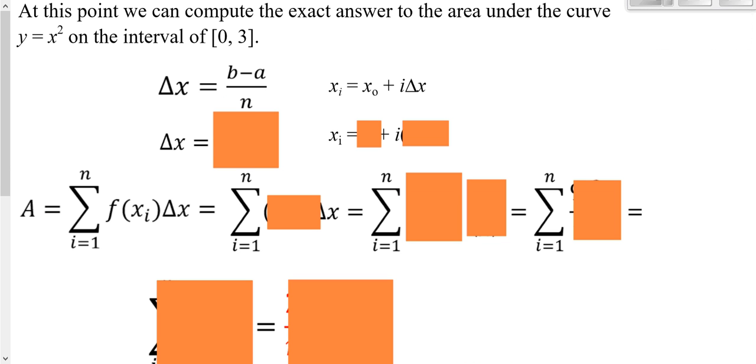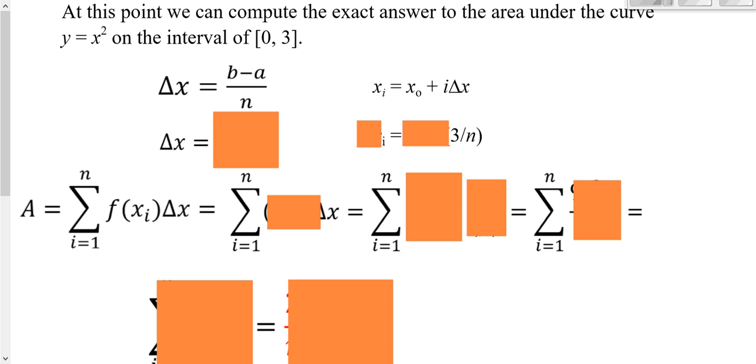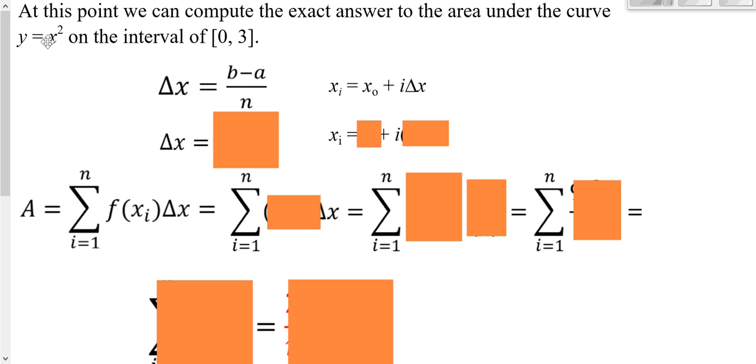So let's go ahead and try to work out the exact answer for the area underneath your curve of y equals x squared going from 0 to 3. Well, here's our two key formulas that we're supposed to be dealing with. B is the end of your interval. A is the beginning of your interval. So you're going to get 3 minus 0 over n. In other words, we end up getting just plain old normal 3 over n.